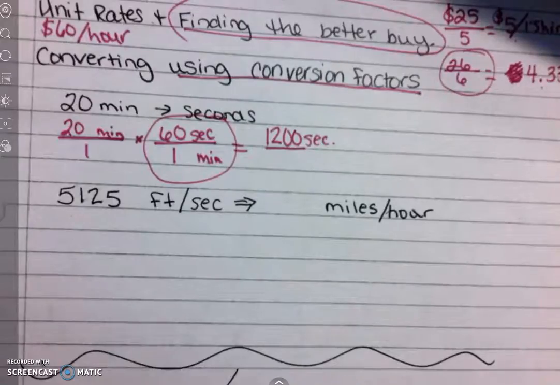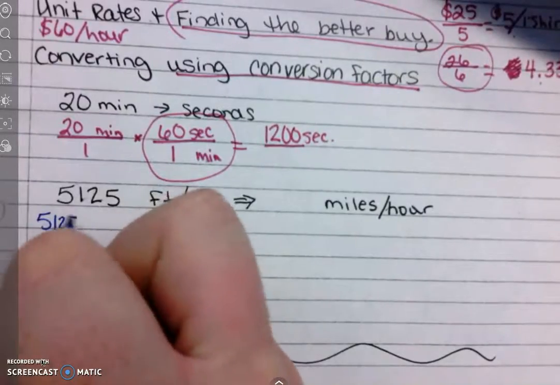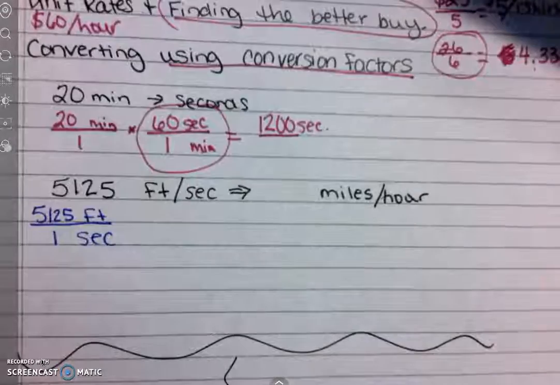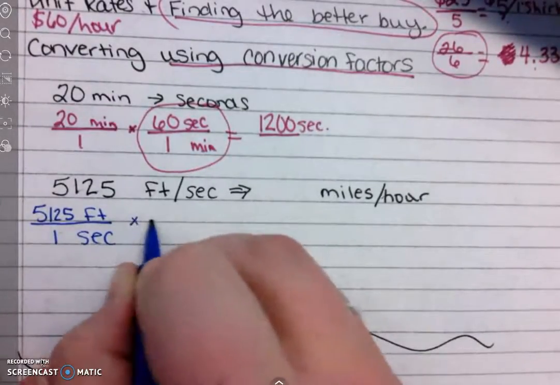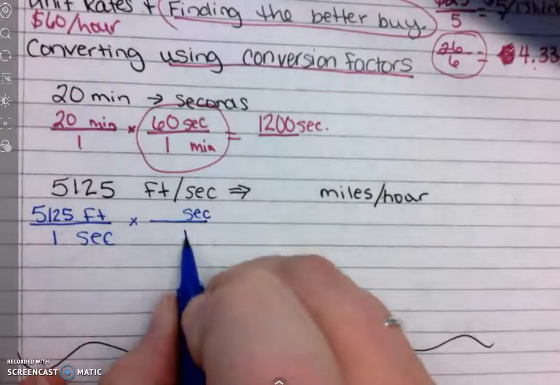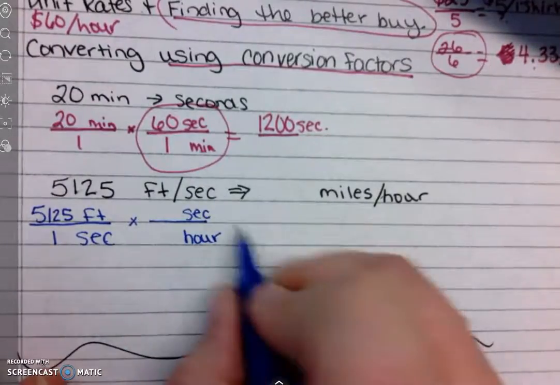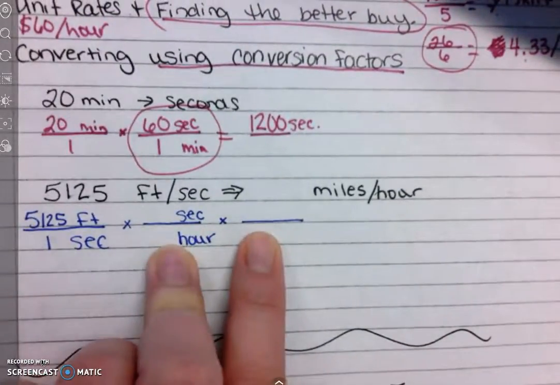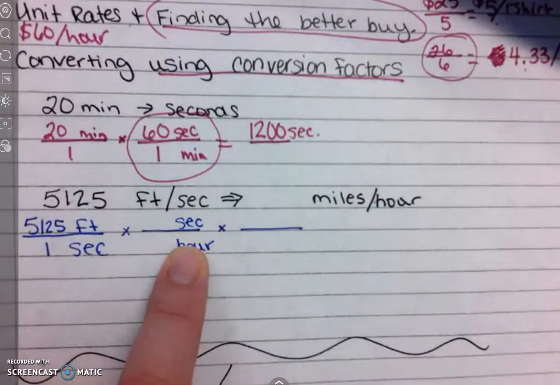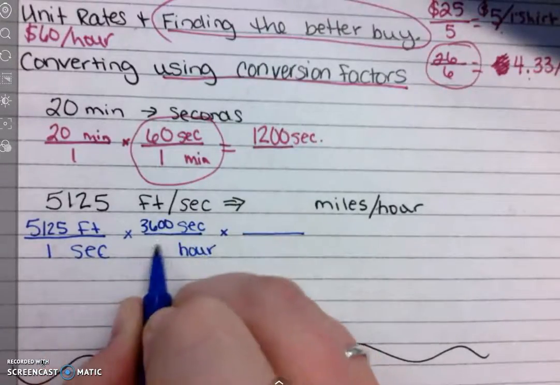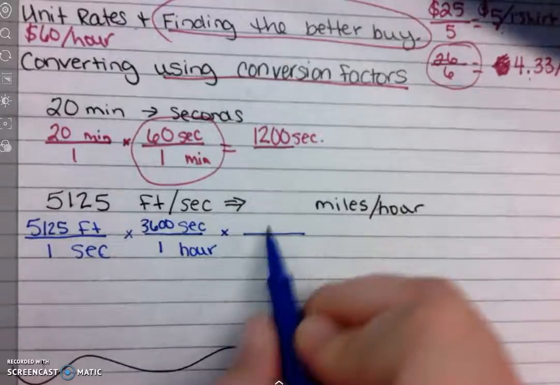So, we're going to start by writing our 5 feet per 1 second. So you're going to multiply it by, so here seconds, and what do we want to have left? Hours, right? There's 3,600. And again, you can split that up into 2 if you want, or you can just know that there's 3,600 seconds in 1 hour, right? 3,600 for 1 hour. Okay.